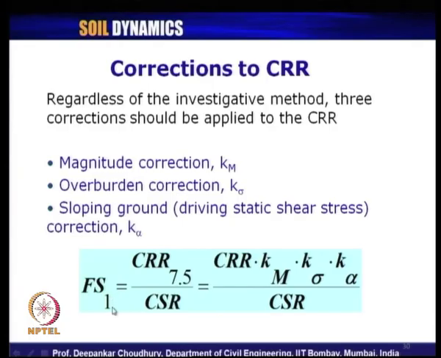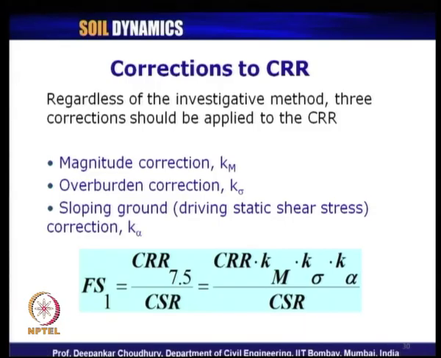So, factor of safety against liquefaction is expressed by CRR 7.5 by CSR. If we put all the correction factors, if it is not at 7.5, it should be CRR at any magnitude, then you apply the magnitude correction factor K m, then overburden correction factor K sigma, and then sloping ground correction factor K alpha, divided by CSR.